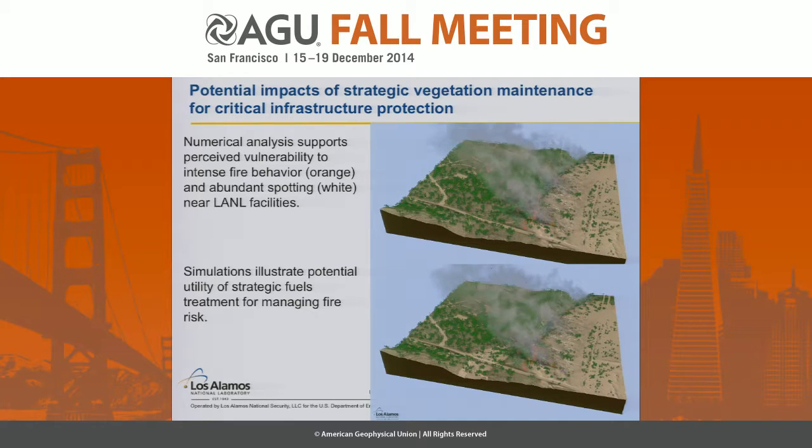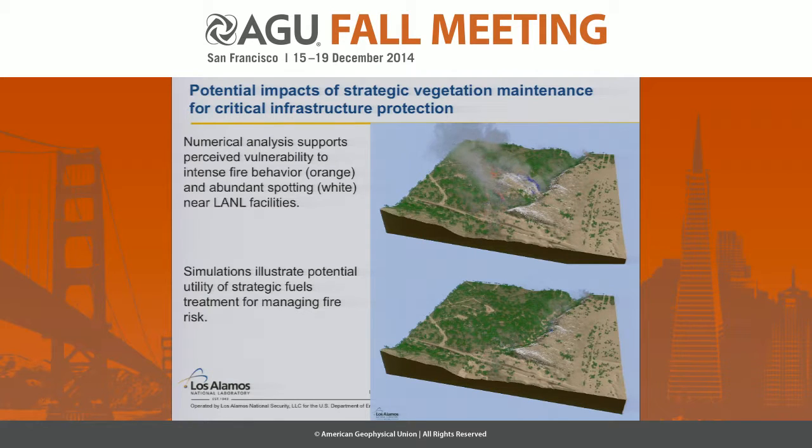And so at the top, you've got a simulation where a fire was started from a hypothesized front, moving at a critical facility on the left, and it behaves in such a way that it produces both severe fire and a lot of spotting. The white dots that are showing up are landed firebrands. At the bottom, the scenario was managed by just removing some of the fuel in the bottom of that canyon.